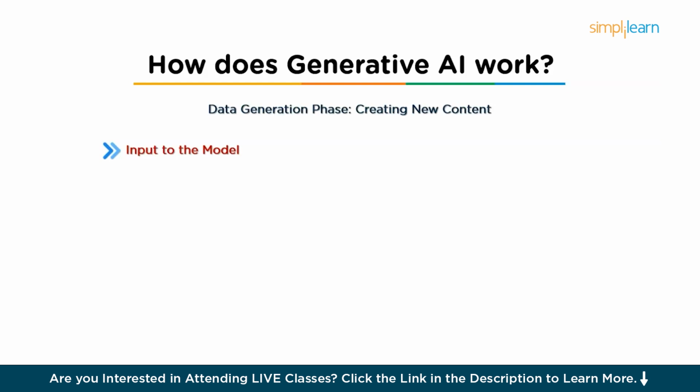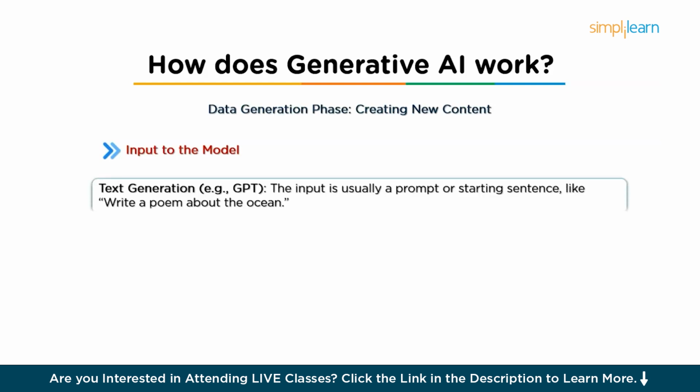The model needs some form of input to begin generating new content. Depending on the type of model, there could be various types of inputs. The first being text generation. In text generation, for example with GPT, the input is usually a prompt or a starting sentence. So for example, if you give a prompt like "write a poem about the ocean," the model will use that as a basis for generating the poem.